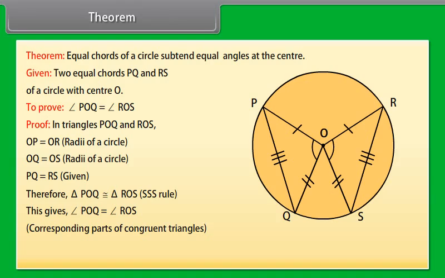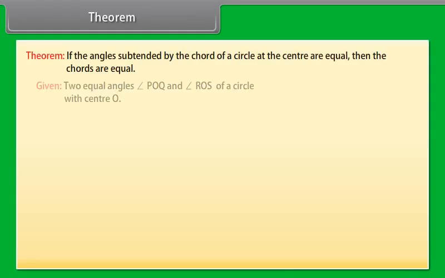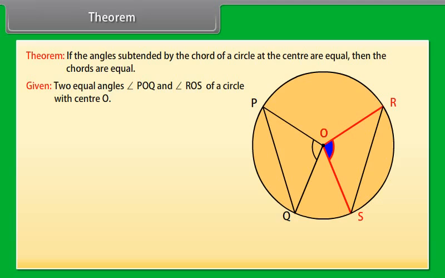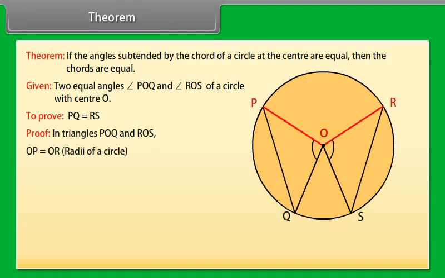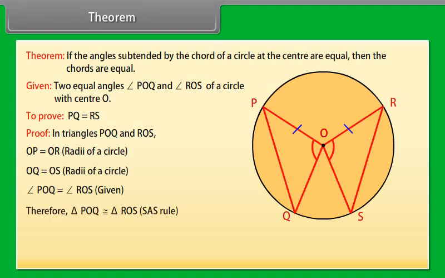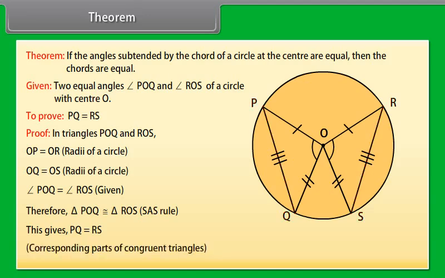The next theorem is the converse of the above theorem. It says that if the angles subtended by the chord of a circle at the center are equal, then the chords are equal. Theorem. Let us prove the converse now. Given, two equal angles, angle POQ and angle ROS of a circle with center O. To prove, PQ is equal to RS. Proof. In triangles POQ and ROS, OP is equal to OR because these are the radii of a circle. OQ is equal to OS, these are also the radii of a circle. Angle POQ is equal to angle ROS, given. Therefore, by SAS congruence rule, triangle POQ is congruent to triangle ROS. This gives PQ is equal to RS. Because corresponding parts of congruent triangles are congruent.